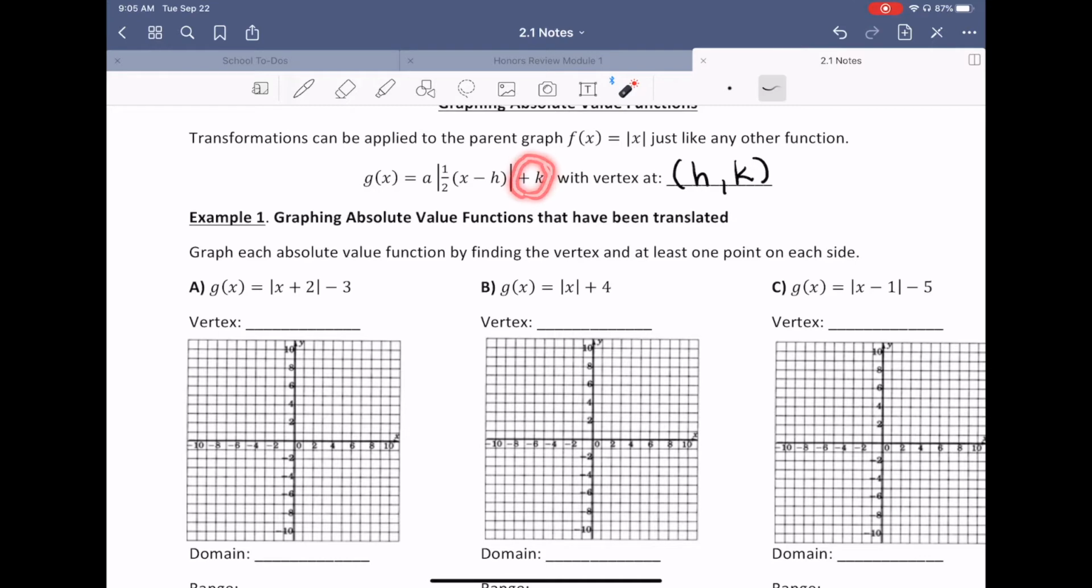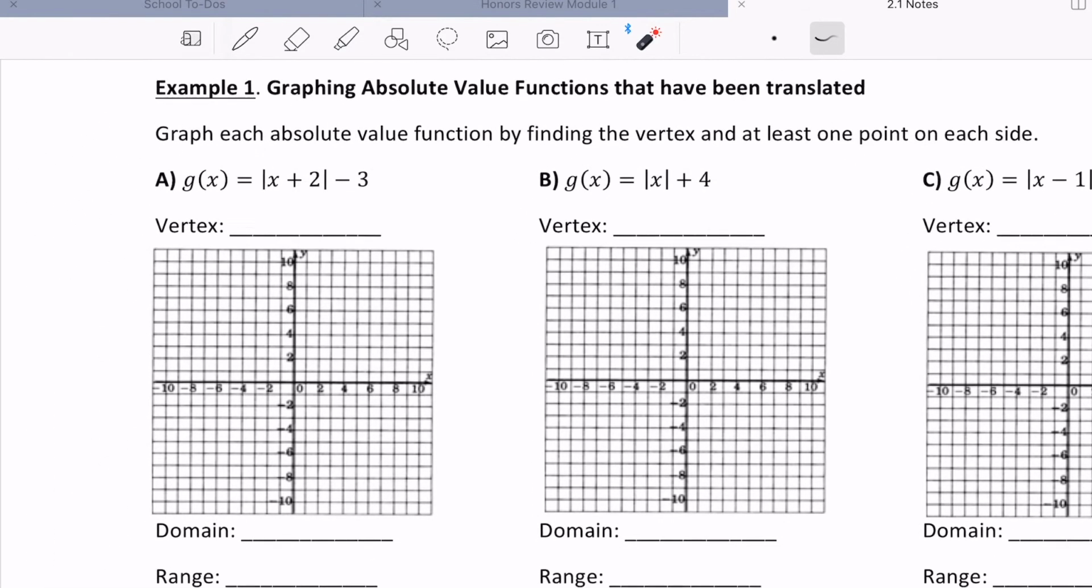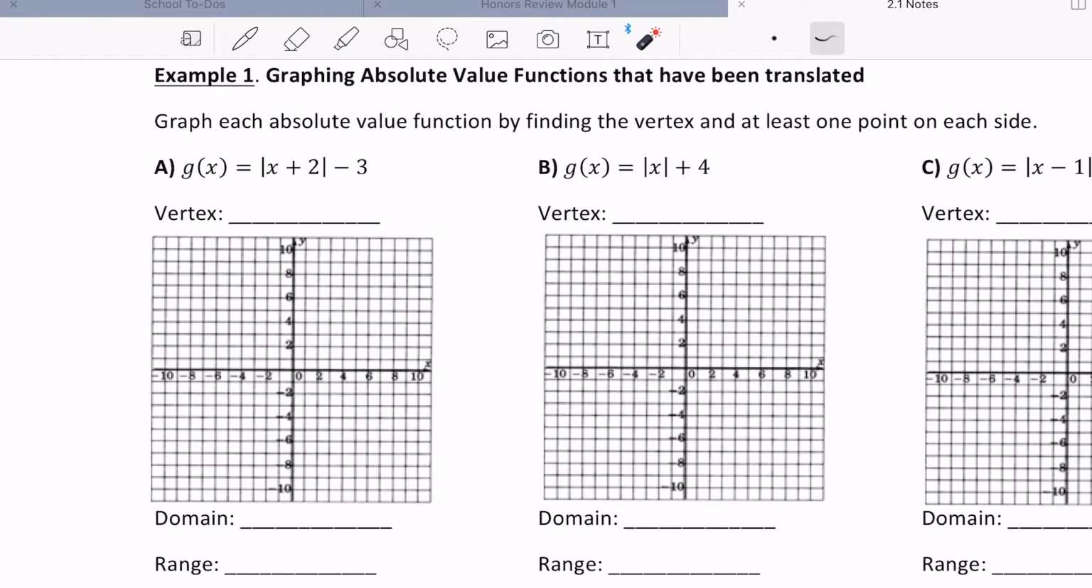K is going to be your vertical transformation, meaning it's going to move our function up or down. A is going to tell us whether we have a vertical stretch or compression, or if we have a reflection over the x-axis. So what we are going to do is look at each of these functions, identify the vertex, and at least one point on each side of the vertex.